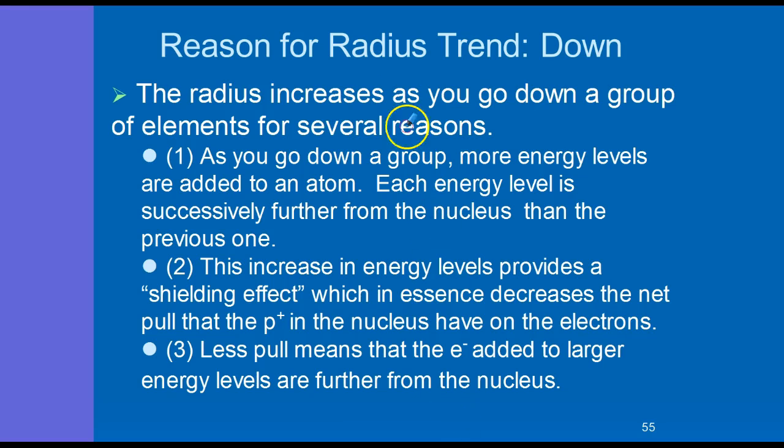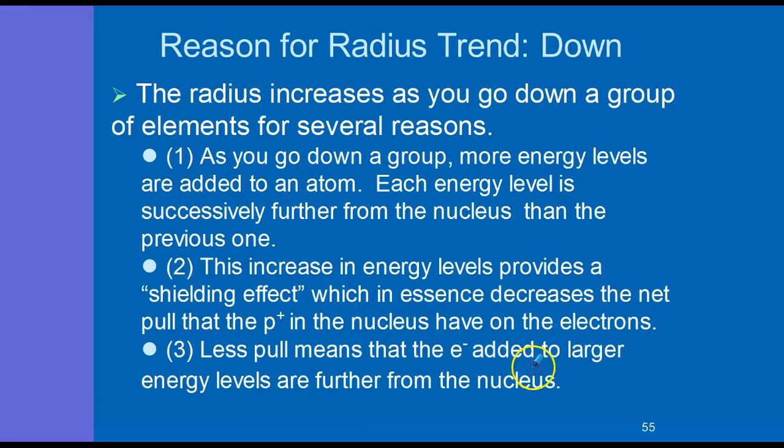So the reason for the radius trend going down. The radius increases as you go down a group of elements for several reasons. As you go down a group, more energy levels are added to an atom. Each energy level is successively further from the nucleus than the previous one. So this increase in energy levels provides a shielding effect, which in essence decreases the net pull that the protons in the nucleus have on the electrons.